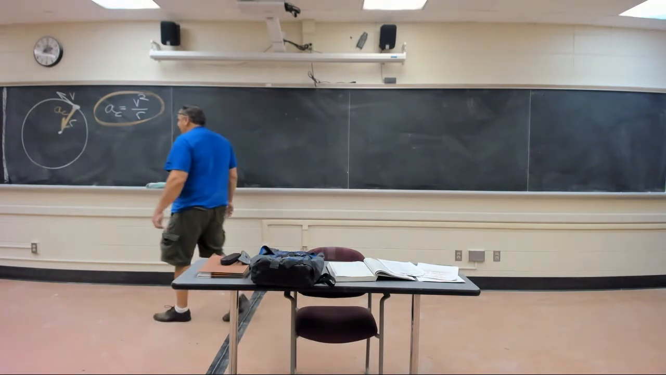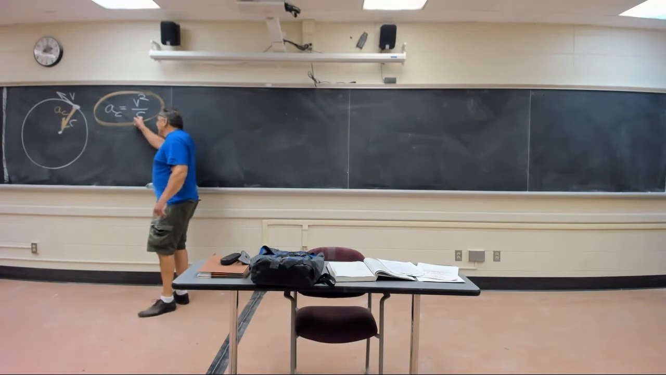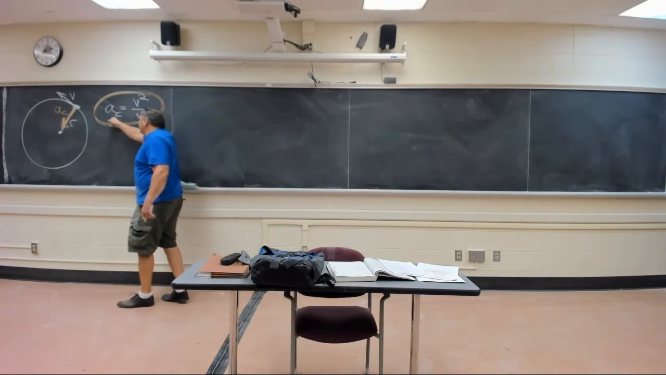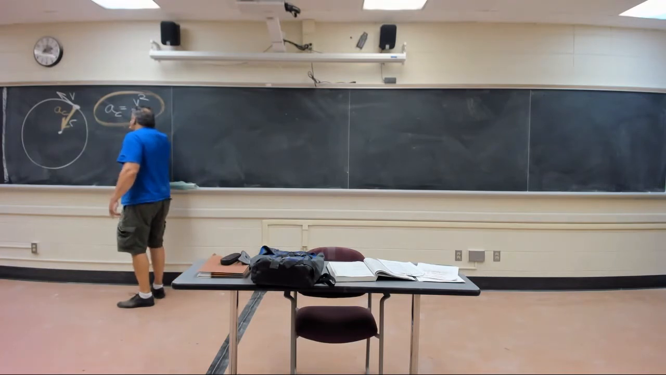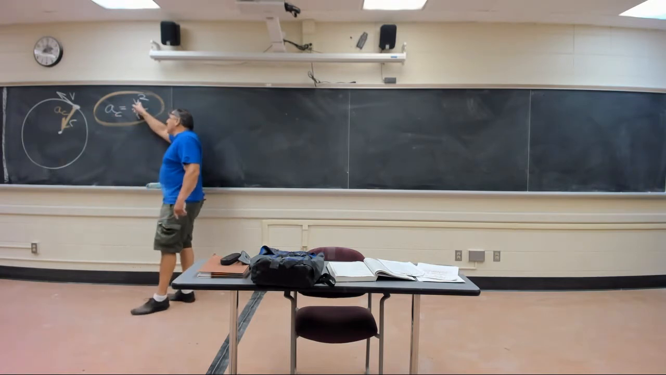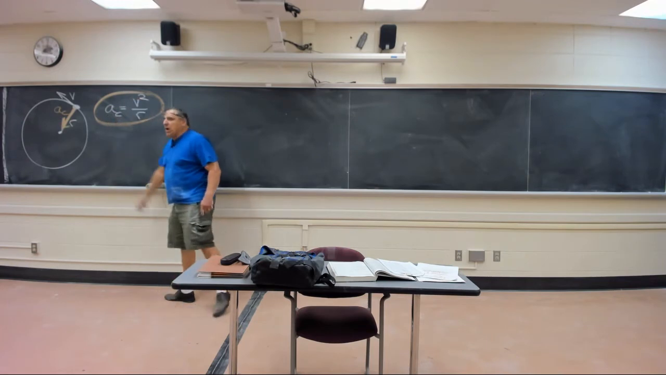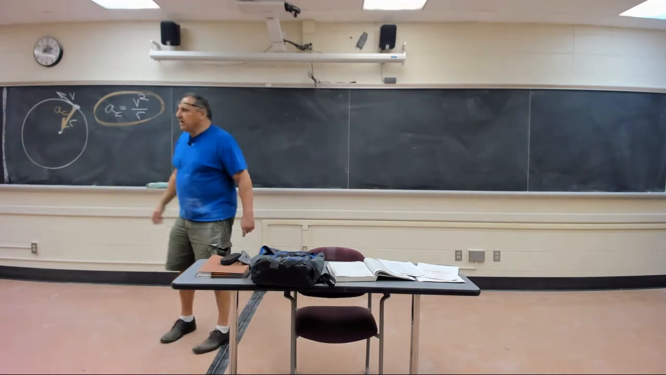Inversely proportional to the radius means small radius, big centripetal acceleration. Big radius, small centripetal acceleration, relatively speaking. Directly proportional means big V squared, big AC. Small V squared, small AC. Simple as that. Okay?